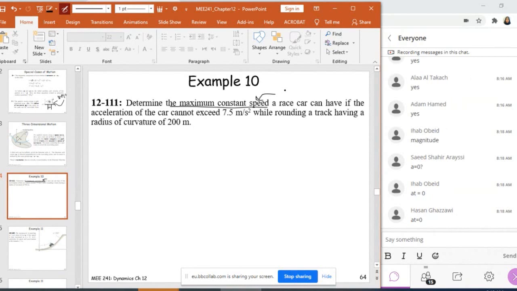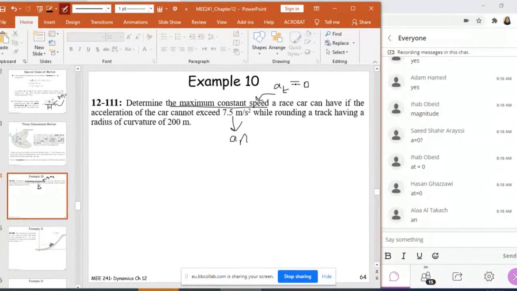Constant speed means what, guys? A is equal to 0, the whole A side. Yes, Ihab, yes, Hassan, it's AT that is equal to 0. No, Ala, it's not AN. We said that AN stands for the change in direction, while AT stands for the change in speed. So AT is equal to 0 because the speed is constant here, right? So determine the maximum constant speed a race car can have if the acceleration of the car cannot exceed 7.5. What does this mean, guys? They're giving me an acceleration. So this acceleration should be AN, because AT is equal to 0.